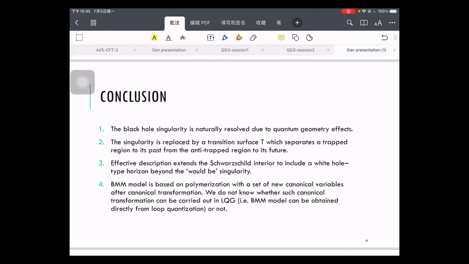Actually, we checked the Kretschmann scalar in our paper. I forgot to present it here. The Kretschmann scalar in the BMM model actually has an upper bound, so there is nothing divergent. That is true. The model is constructed to do that, but you have to worry about other curvature invariants, and the model has limitations. If you will check that. Oh, okay, thank you very much.